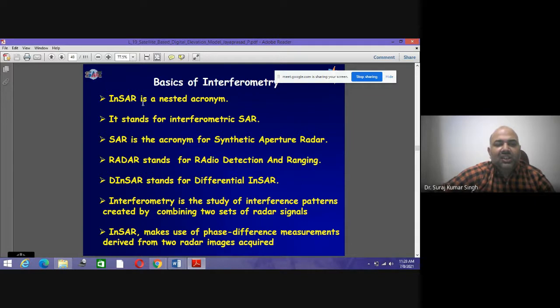InSAR is a nested acronym. It stands for interferometric SAR. SAR is an acronym for synthetic aperture radar. Radar stands for radio detection and ranging. D-InSAR stands for differential InSAR. Interferometry is the study of interference patterns created by the combination of two sets of radar signals. InSAR makes use of phase difference measurements derived from two satellite images which were acquired.